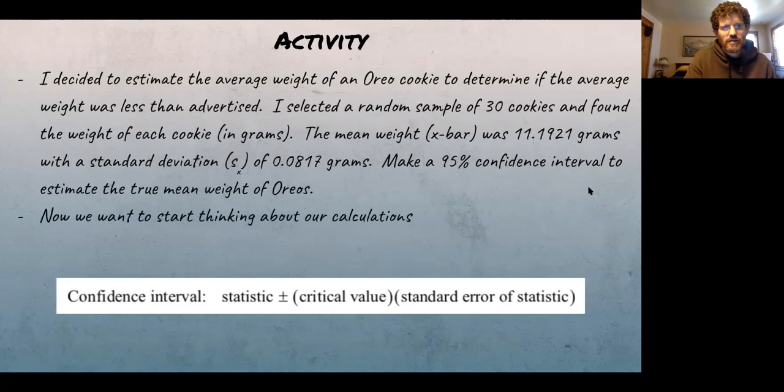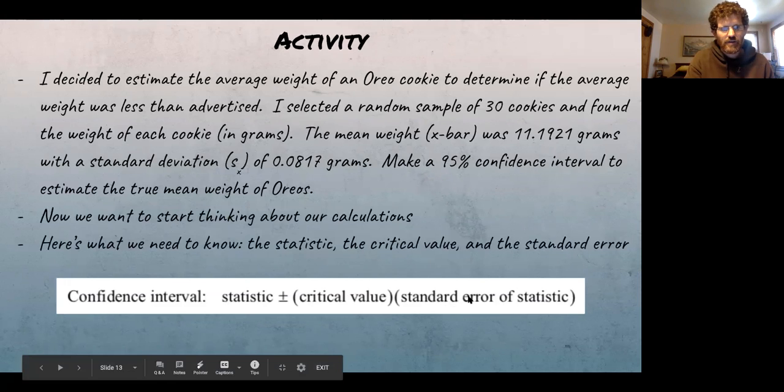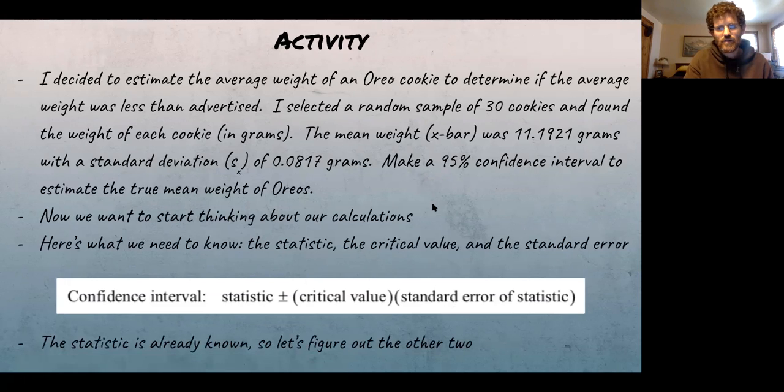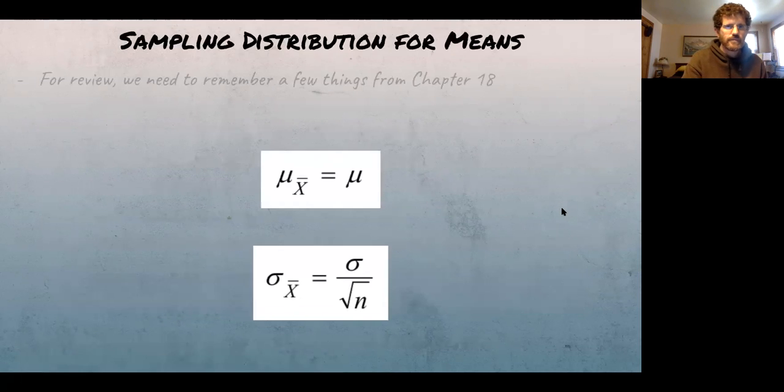Okay, and now let's start thinking about the calculations. Here's what we need to know. We need to know the statistic, the critical value, and the standard error. The statistic is already known. It's our point estimate, which we've already talked about. So now we need to know the critical value and the standard error. And we're going to start with the standard error, just like yesterday. That one's the easier one to talk about. And we need to remember a couple of things.